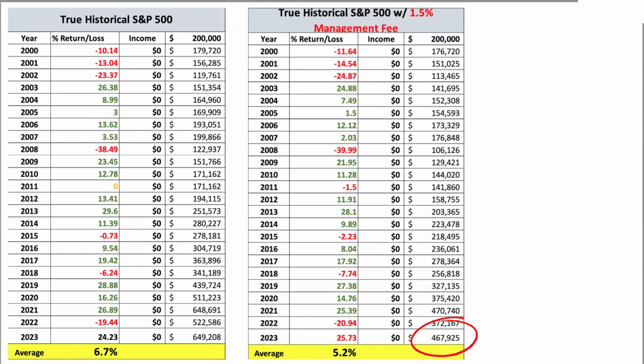Normally would be 649, but because my best friend manages my account for me, it's only 467. I hope that's a really, really good friend, because they're obviously very, very expensive. So literally that 1.5% fee cost you somewhere in the ballpark of 170 grand just in 23 years. So when a financial advisor tells me, just set it and forget it, it'll come back, that might be true. The question is when? And I would also argue that they have about 170 to 180,000 reasons to tell you that.